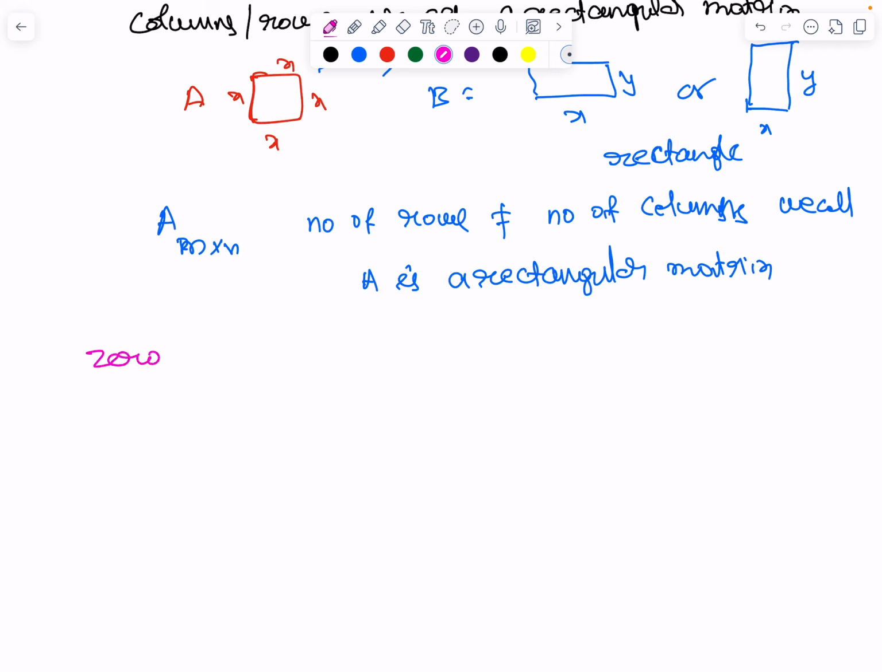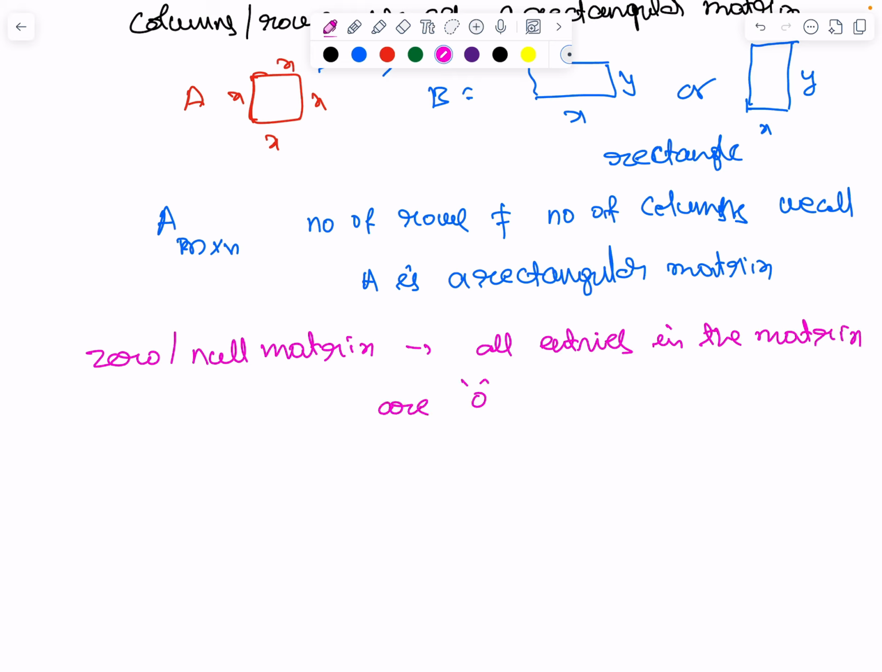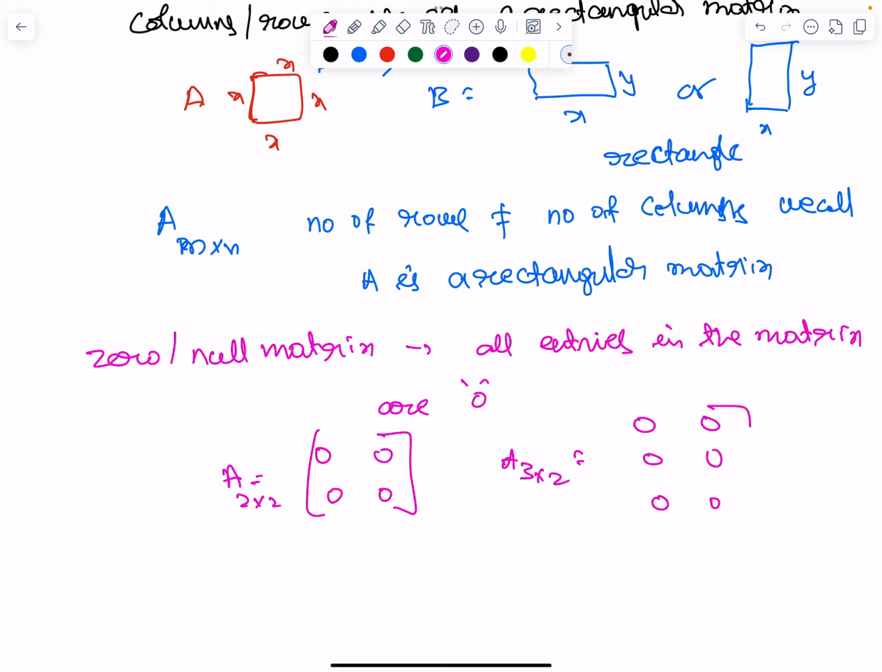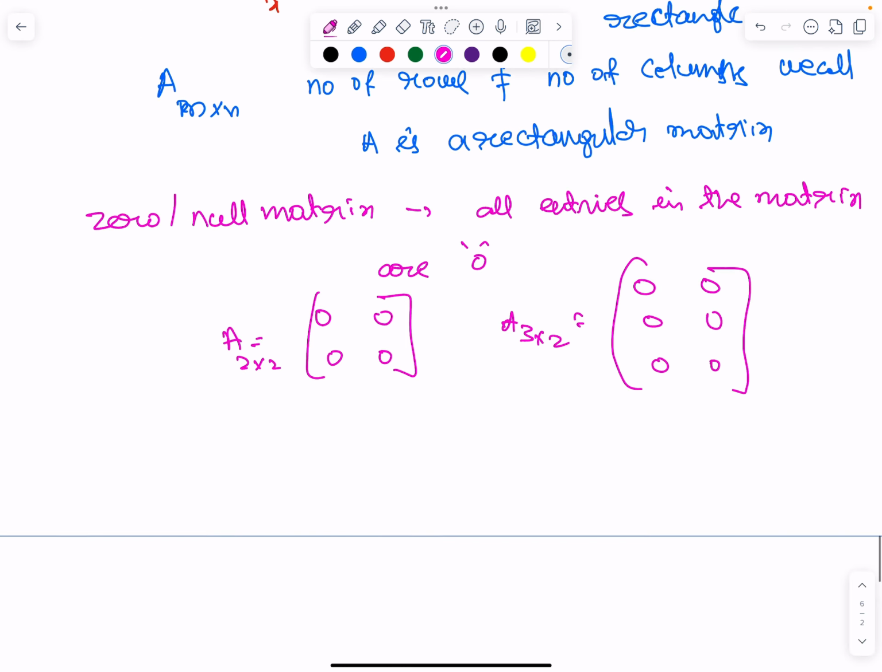Next we call it the zero matrix or a null matrix. That is, all entries in the matrix are zero. All elements, all entries. So you take a 2 by 2, then 0, 0, 0, 0. If you take a 3 by 2, that is 3 rows, 2 columns. These are the examples of a zero or null matrix.